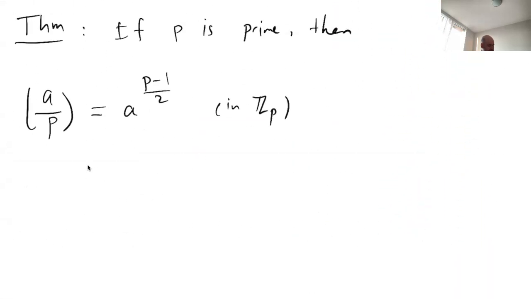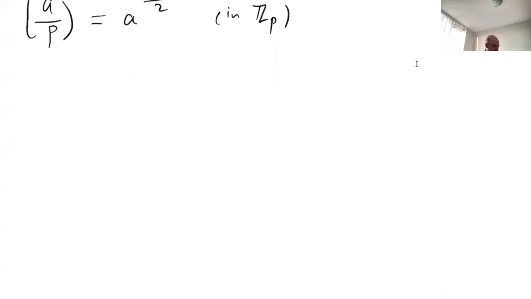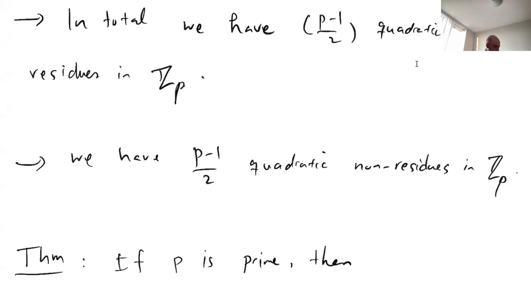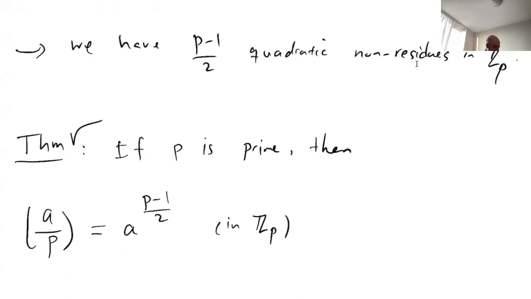Okay, so the right side is also either 1 or minus 1. The left side is also always 1 or minus 1. And we are claiming that these 2 numbers are always equal to each other. So this theorem is called the Euler criterion.